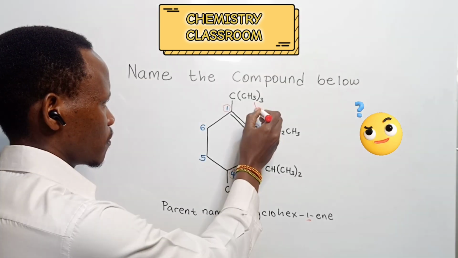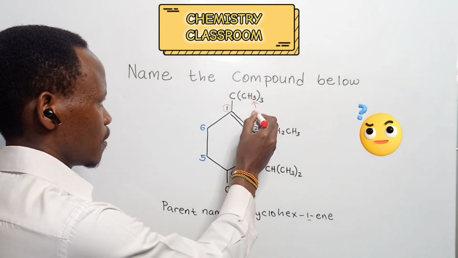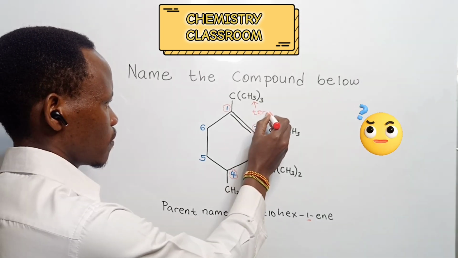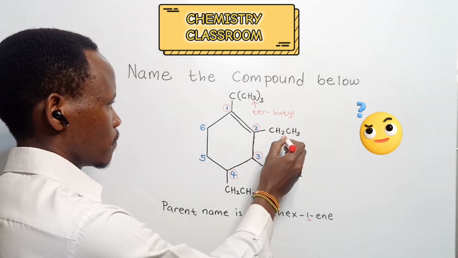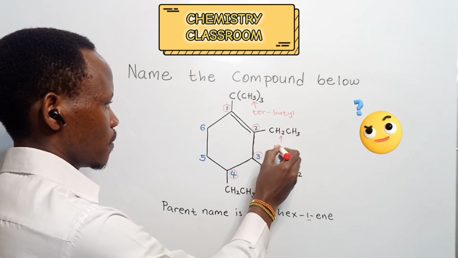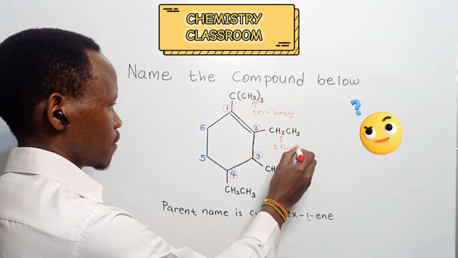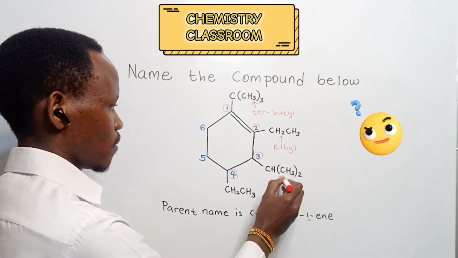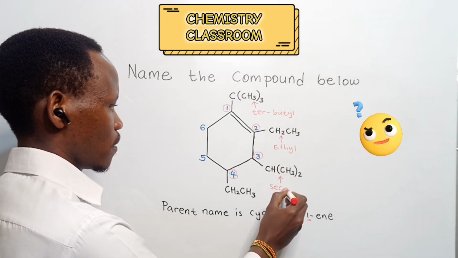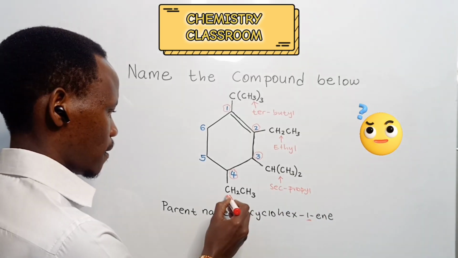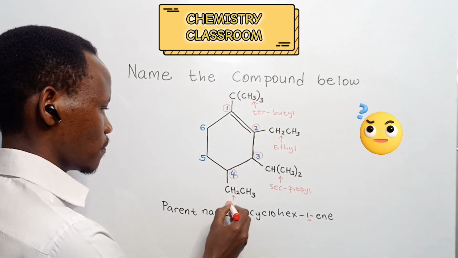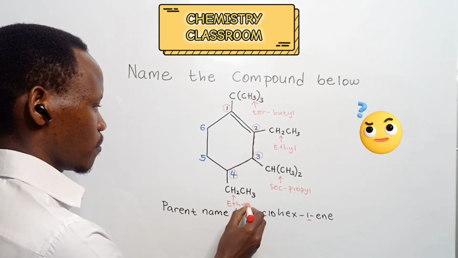Further information from this is that this one here we have learned before is generally known as tertiary butyl. Then this is simply known as ethyl. This one is secondary propyl, and finally this one is an ethyl group.